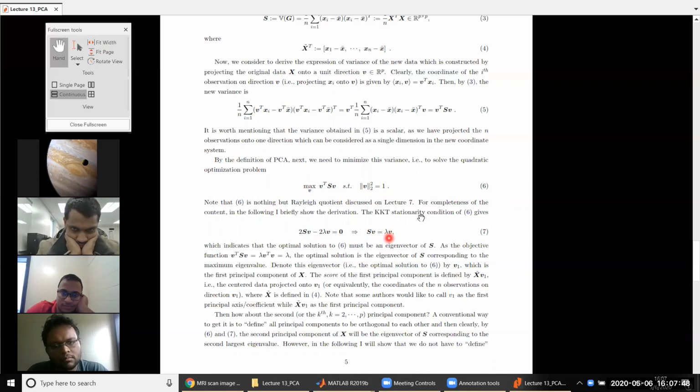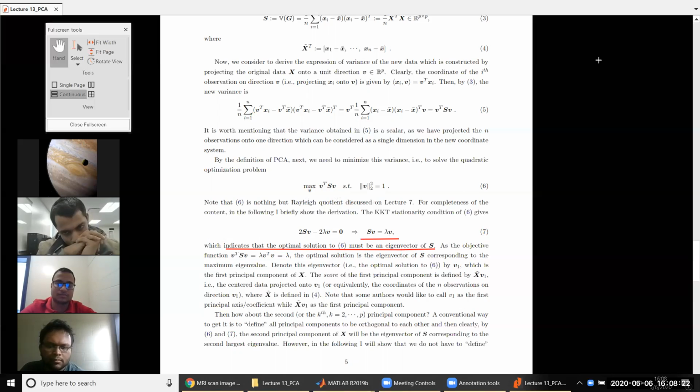This tells you what? Be careful, here S is given, okay? Lambda and v are unknown. Lambda is the Lagrange dual variable and v is the original, the primal variable, okay? So this tells you that lambda and v must be a corresponding eigenvalue and eigenvector of S. See it? Because KKT is a necessary condition, it's very clear. And here it doesn't matter because it's quadratic programming, so both necessary and sufficient, convex programming. Okay, so it must be an eigenvector v of S.